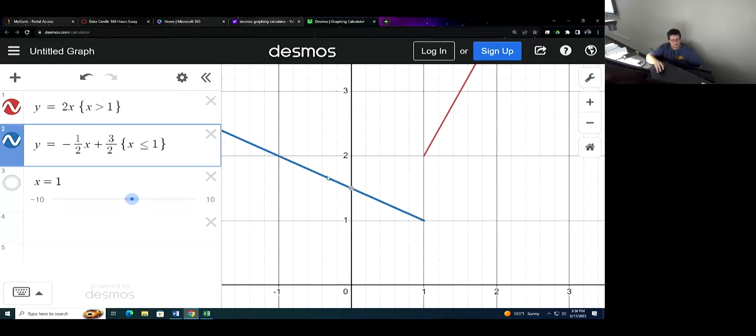And you can do that without using the cursor. Just look at the picture. What is the y? What is the height? That's a better way of saying it. What is the height when I get really close to x equals 1? From the left, it's 1. From the right side, it's 2.